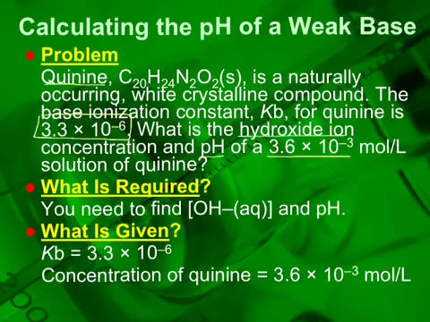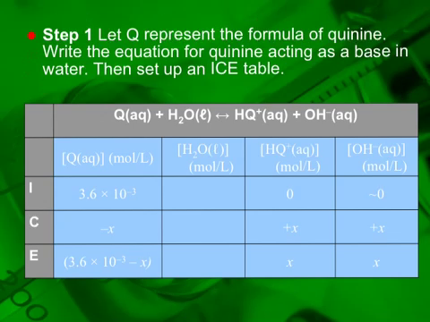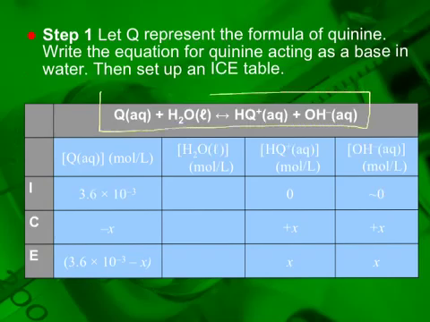Here in this case we are given the Kb, so therefore we do not need to use the formula Kw equals Ka times Kb to determine the Kb. And now we're asked to find the hydroxide concentration and the pH. As usual, the very first step you need to do is to determine the balanced equation. Again, luckily for us, all the coefficients in this balanced chemical reaction are 1.